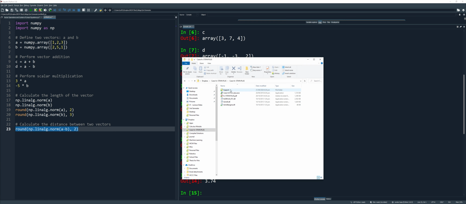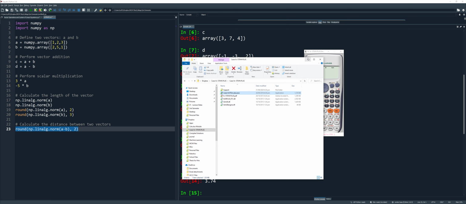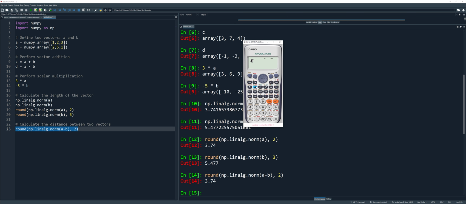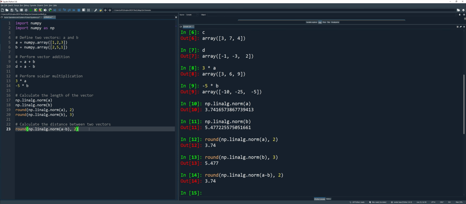So my calculator is here. Basically, we do that by getting the difference of each component. That's 1 minus 2. Then we square it. Plus the difference of the second component, and square. Plus the difference of the last component. Then we square. That's the square root of 14, or 3.74.